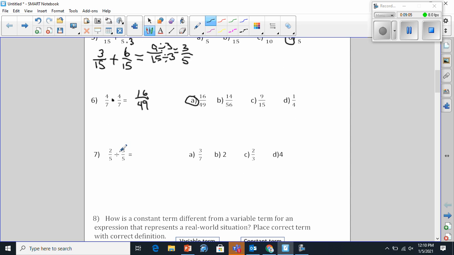Number 7, we've got 2 over 5 divided by 3 over 5. Remember, when I'm dividing fractions, I have to use KCF. That means I keep the first fraction exactly the same. I'm flipping the second fraction, so it'll be 5 over 3. And I'm changing from division to multiplication. Now, some of you are saying, Mr. Mendez, you know darn well that I learned it as KCF. And if you want to use it as KCF, either way, it doesn't matter. You're going to use the same steps, okay? You're still keeping the first one the same, changing from division to multiplication, and flipping the second one.